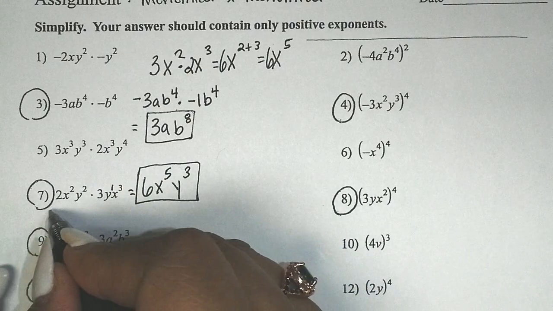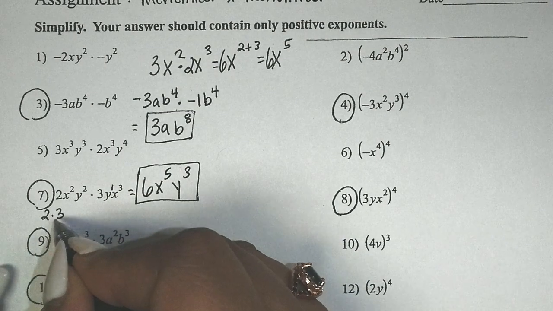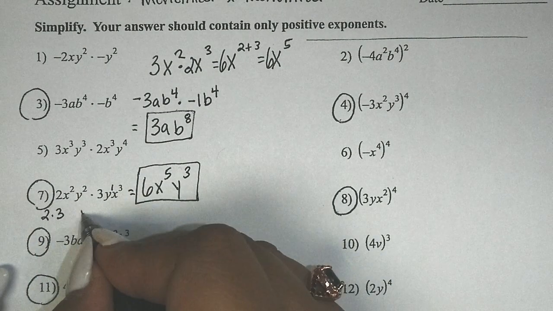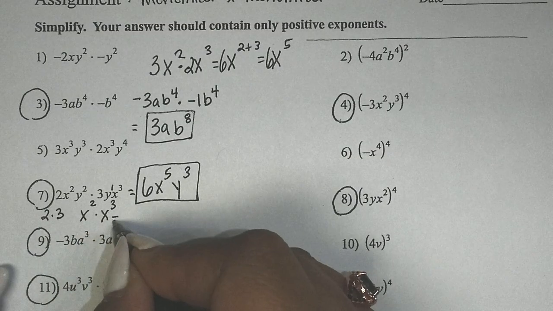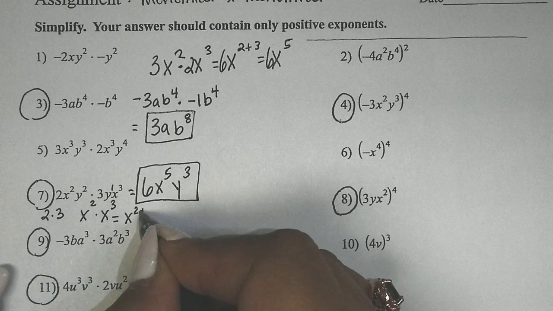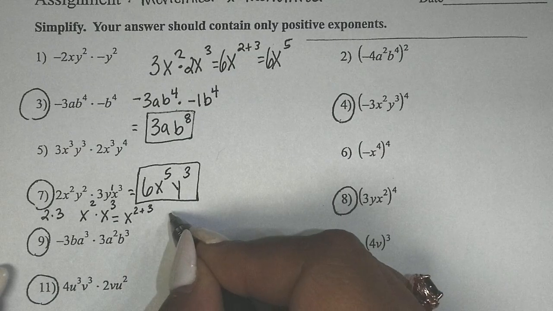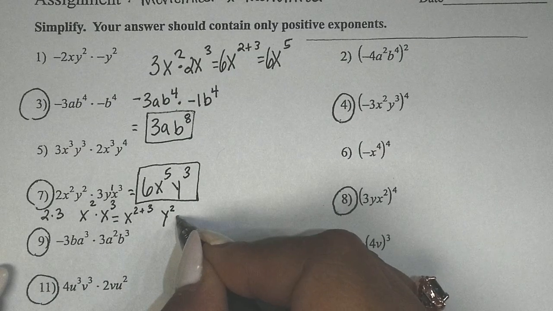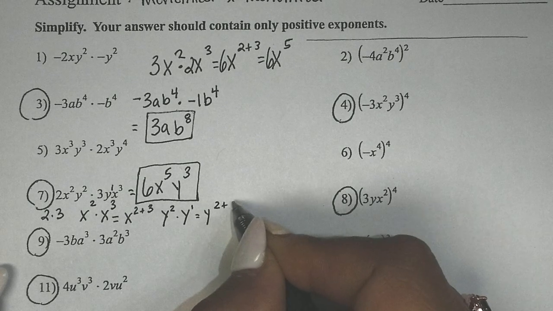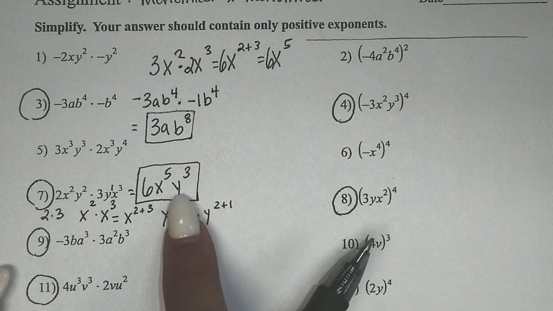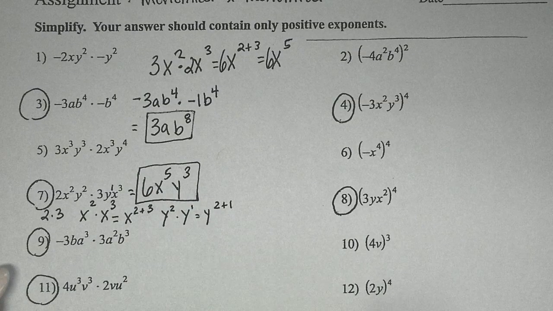So again, you're doing 2 times 3, which gives you 6. X squared times x to the third power is x to the 2 plus 3. And then y to the second times y to the first power is y to the 2 plus 1. And there it is. That's my end product.